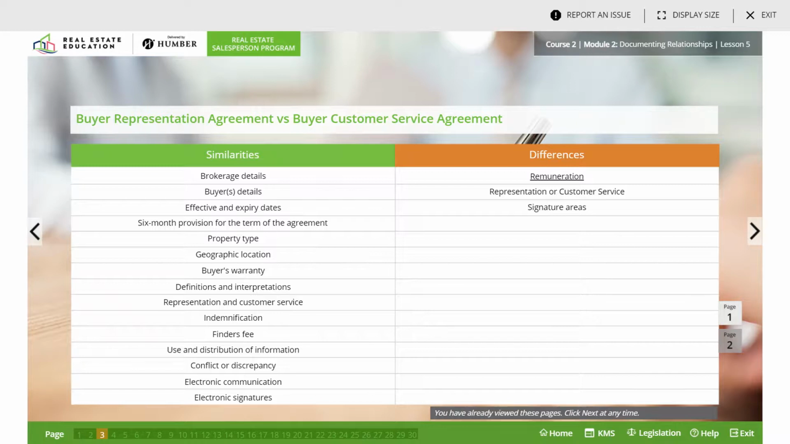So similarities are brokerage details, buyer details, effective and expiry dates, 6-month provisions or for the term of agreement, property type, geographic location, buyer's warranty, definitions and interpretation, representation and customer service, indemnification, finder's fee, use and distribution of information, conflict or discrepancy, electronic communication, electronic signatures. The only differences are remuneration, representation or customer service, and signature areas. So technically the same thing as the buyer's representation agreement.